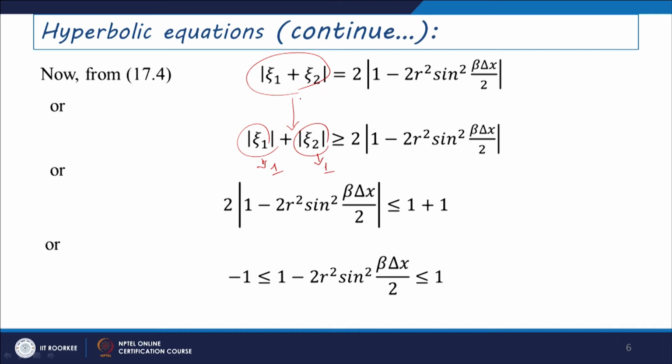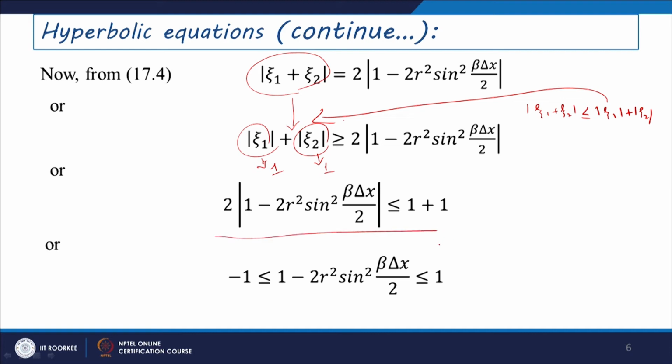I just want to repeat this one: since we are considering the absolute value of zeta 1 plus zeta 2, it is less than or equal to zeta 1 plus zeta 2. That is why this relationship is established here. If you take this in inequality form, since 2 can be divided out, we have the inequality minus 1 less than or equal to 1 minus 2 r square sin square beta delta x by 2, which should be less than or equal to 1.